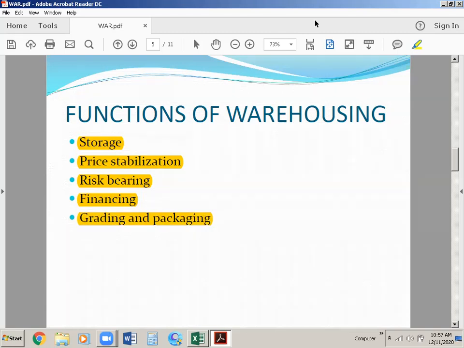Okay, so I proceed towards the next content, because all these points will be very helpful for you to learn heading-wise the functions of warehousing. So if you write these five headings, the functions of warehousing, in your board examination, and then elaborate them, that will be more beneficial for you to learn in headings. Okay, I proceed.